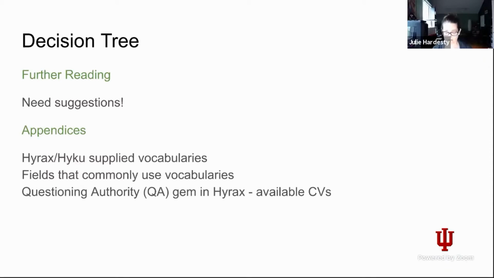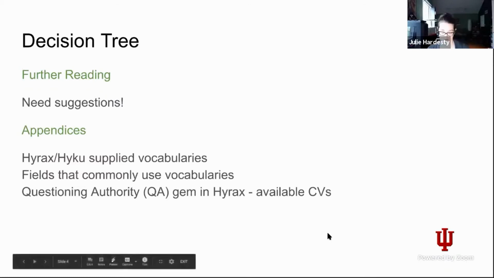And we're also providing information in some appendices to try and help out. These are, for the most part, Hyrax Hyku related. It's information to identify where supplied term lists are located in the Hyrax code base, and information about the controlled vocabularies that come available with questioning authority when that gem is invoked.